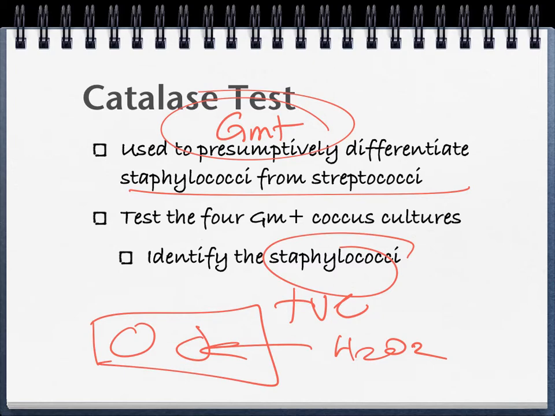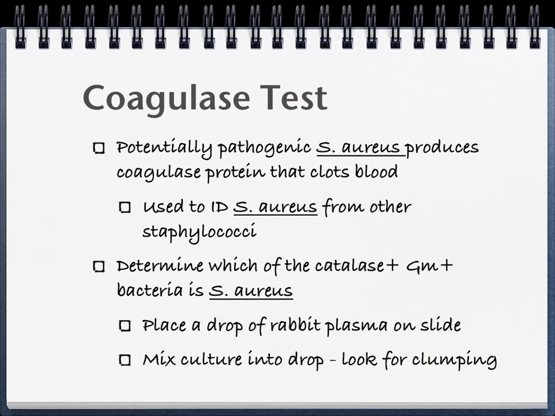The coagulase test. Good. So out of all the catalase positive staphylococci, you'd follow that up with a coagulase test, right? And the coagulase test helps you test for potentially pathogenic Staph aureus, separate that out from the other non-pathogenic staphylococci, right? And once again, when would I use the coagulase test?